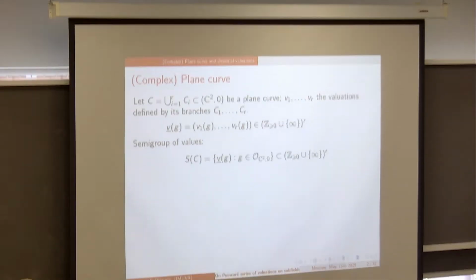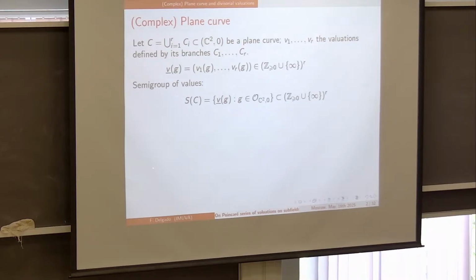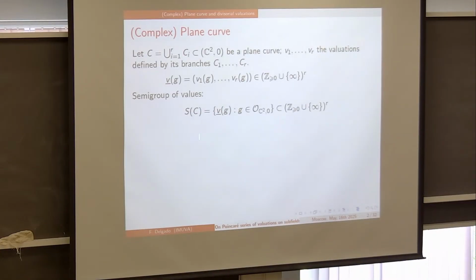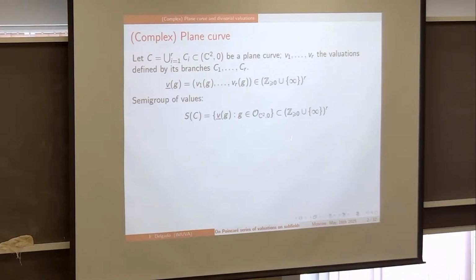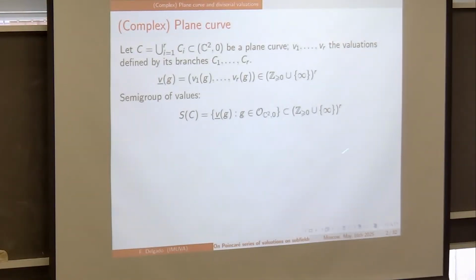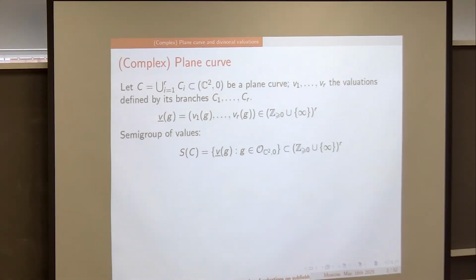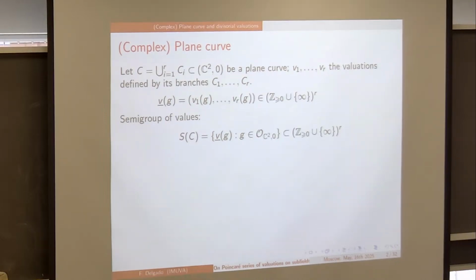And the first thing attached to this is the semigroup of values. That means you evaluate all the functions and you get a sub-semigroup of this additive semigroup. The semigroup is a more or less classical object which has the information of the singularity type, that means the Puiseux pairs of each branch plus the intersection multiplicities between branches.